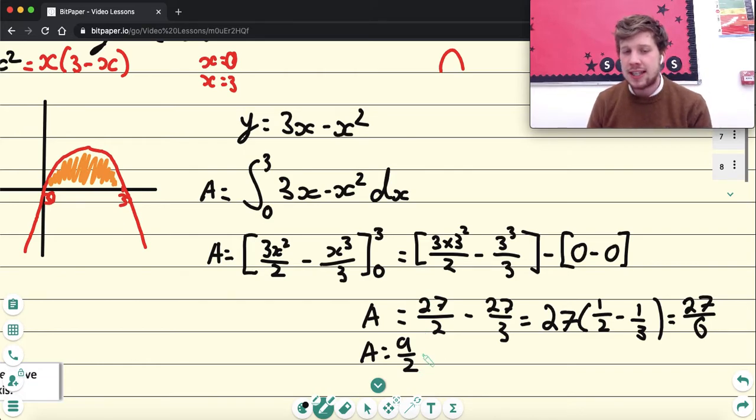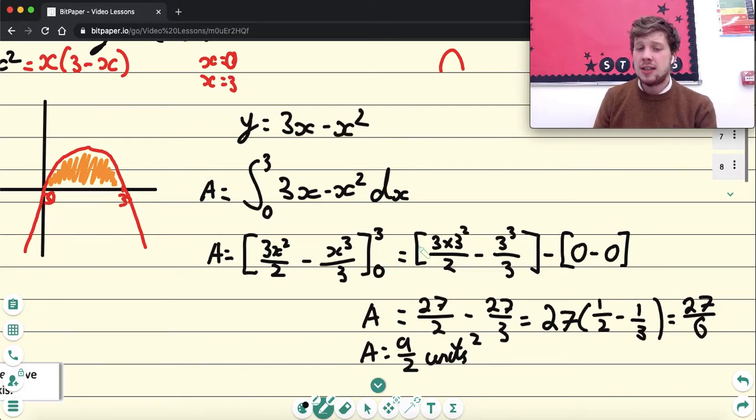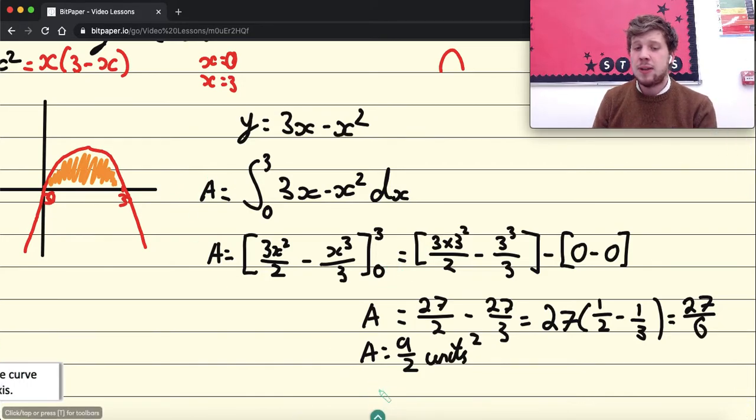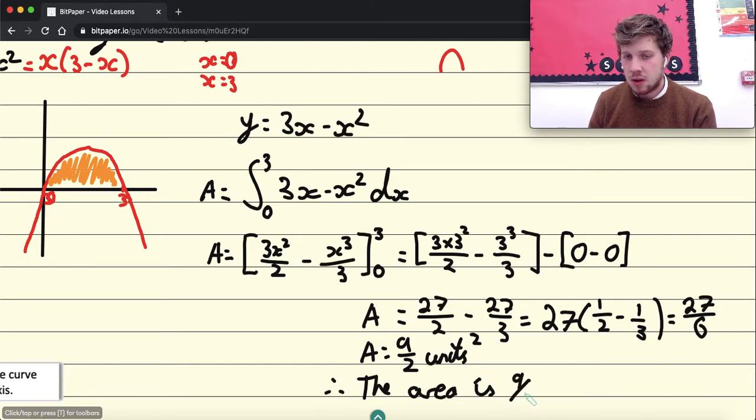and we've got an area here, but we're not really given any units. Now, we could just write down that my area is going to be 9 over 2 units squared, or 4.5 units squared, but we can sometimes be given context. So what I'd like us to start writing down is being very specific with our language and saying that the area is 9 over 2 units squared. Just finishing it off with a sentence so it makes sense.